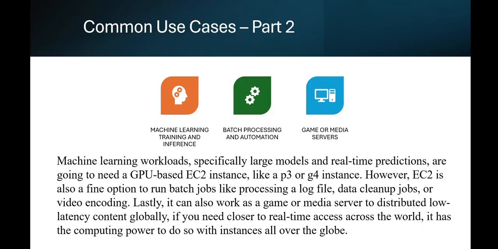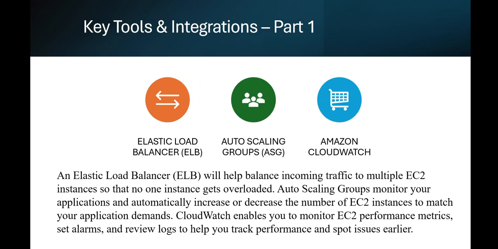In machine learning workloads, specifically large models and real-time predictions are going to need a GPU based EC2 instance like P3 or G4 instances. However, EC2 is also a fine option to run batch jobs like processing log files, data cleanup jobs, or video encoding. Lastly, it can also work as a game or media service to distribute low latency content globally. If you need close to real time access across the world, it has the computing power to do so with instances all over the globe.